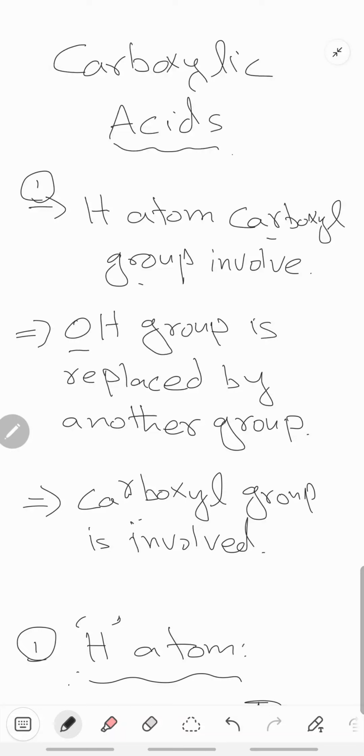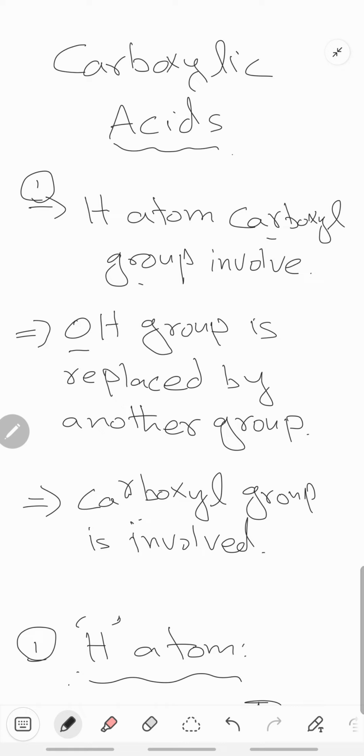Hello. Today we are continuing with our carboxylic acids, and today we will discuss the reactivity of the carboxylic acid, how the carboxylic acids react with other elements or other compounds. So again, I am going with my handwriting, like a whiteboard, so it's easy to make you understand. Okay.